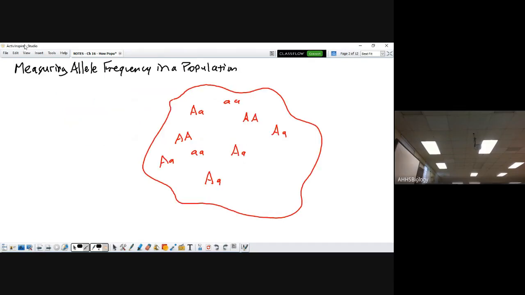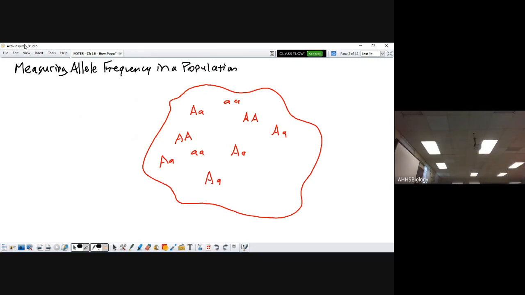All right, so the first thing we've got to do is think of a population, because this is all about population evolution. There's another name for it. It's called microevolution, because it means really small evolution. We'll talk about how those two things are different, micro versus macroevolution. But in this one, we're looking at measuring allele frequency in a population. We're going to figure out what that means.